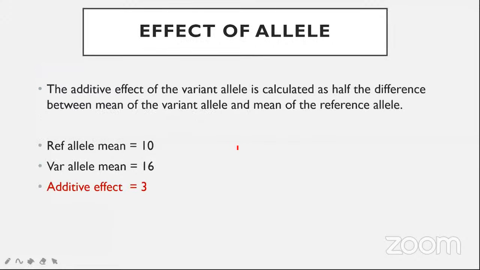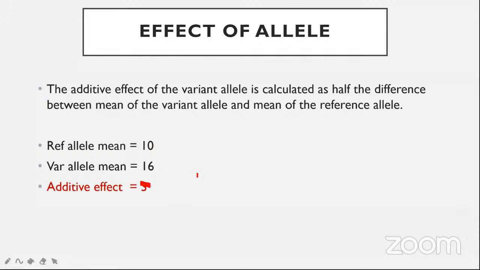And the next thing is the effect of allele. So you have parent 1 allele and parent 2 allele, or a reference allele and a variant allele based on the sample set you're using. You don't have parents here. So between alleles, if I change an allele from T to G, what is the effect? To calculate that, let's say your reference allele mean is 10 and variant allele mean is 16. So the difference between these two is 6, and half of the difference, which we call the additive effect, is 3.